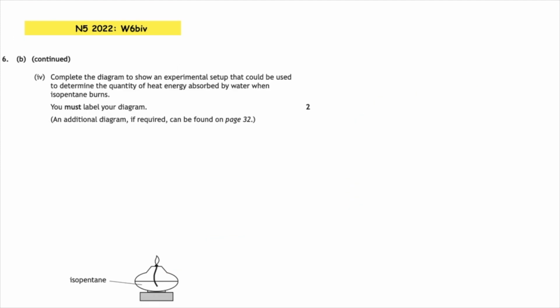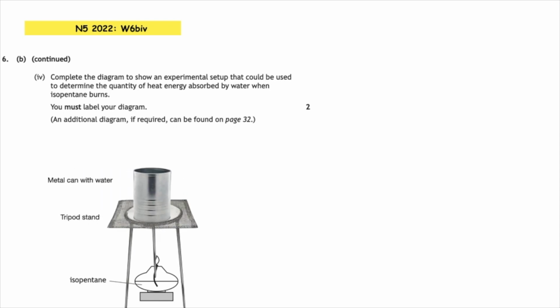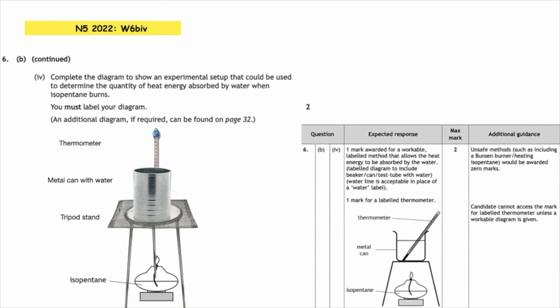Complete the diagram to show an experimental setup that can be used to determine the quantity of heat energy absorbed by the water when isopentane burns. You must label your diagram. So firstly, we would have to have a tripod stand above the isopentane. On top of that, we would put a metal can with water. And to measure the temperature rise, we have to include a thermometer.